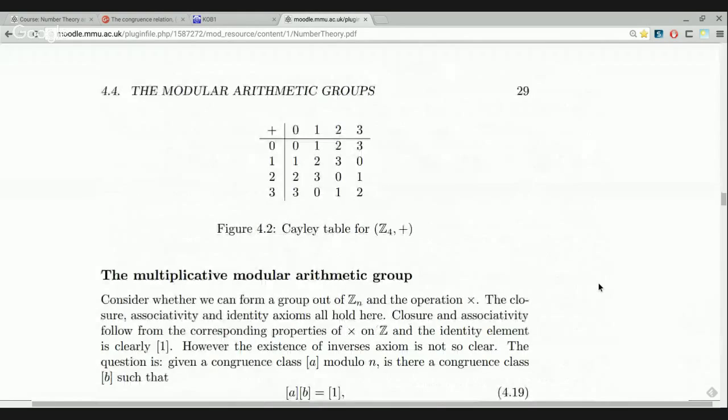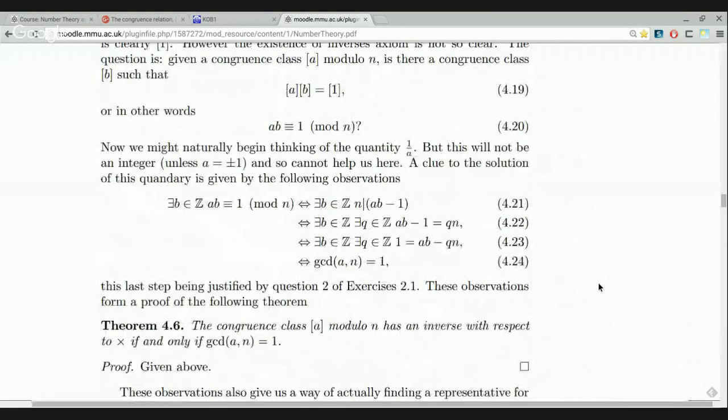So I'll just end with this, and we'll pick this up next time. The question of when a congruence class A has an inverse with respect to multiplication: it has it if and only if the greatest common divisor of the integer you're talking about and the modulus is equal to 1. So the only times they have these inverses are when A and N are coprime.